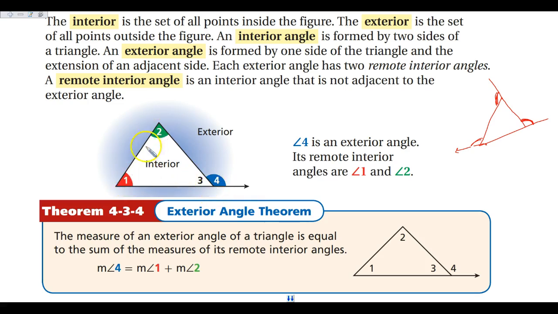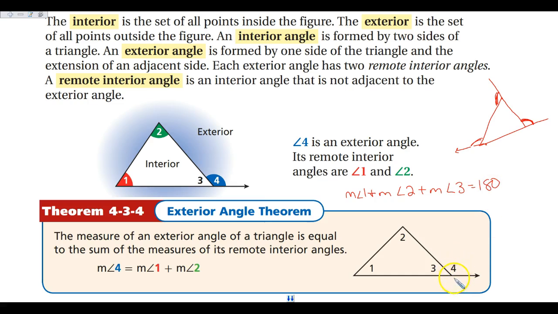If I were to add the measures of angles 1 and 2, that would equal the measure of angle 4. That's what our exterior angle theorem says: if we add 1 and 2, it will equal the measure of angle 4. Here's why. We know 1, 2, and 3 add to 180, because they form a triangle. So the measure of angle 1 plus the measure of angle 2 plus the measure of angle 3 is equal to 180.